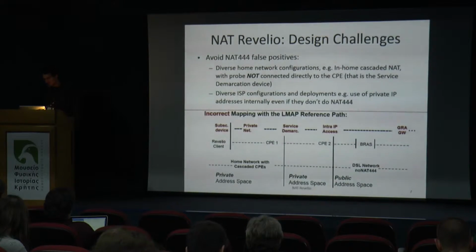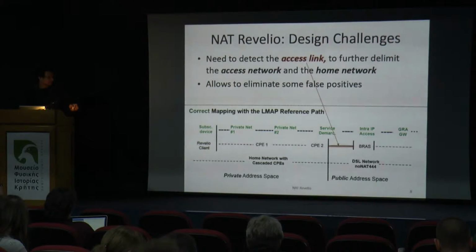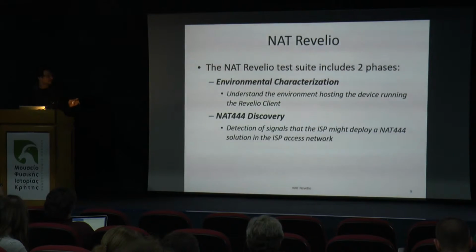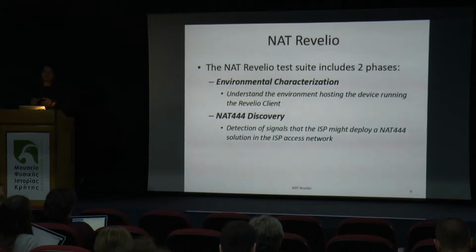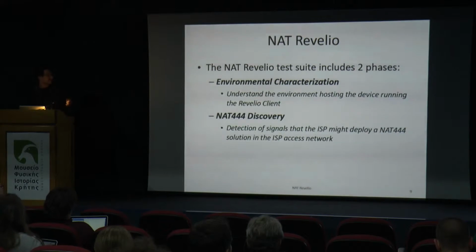And a critical aspect of the Revelio platform is the detection of the access link, which is the first link in the access network after the service demarcation device, in order to eliminate such false positives. So Revelio works in two different phases. The first phase, the environment characterization, tries to understand the environment in which the Revelio client is hosted, basically the home network, the subscriber's network. And the second phase is the actual NAT 444 discovery that uses information from the first phase.